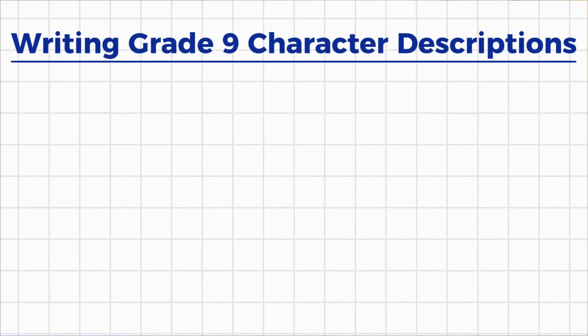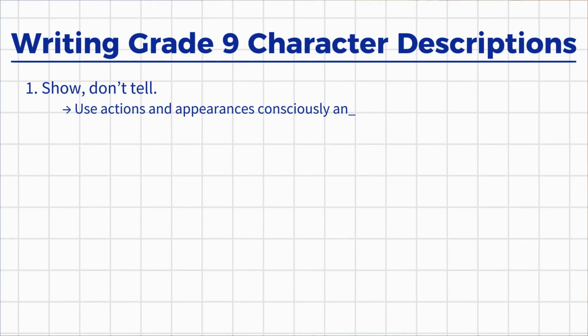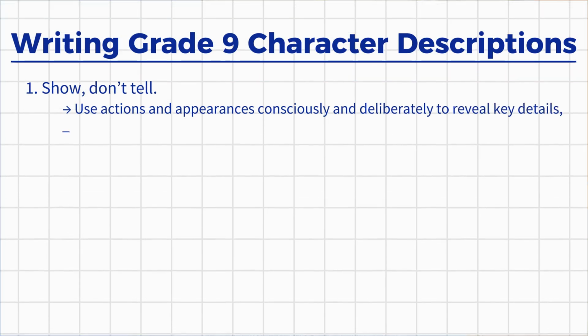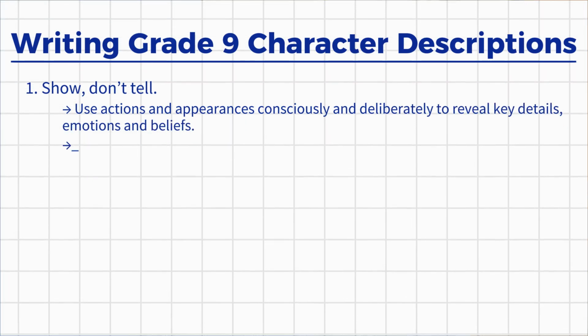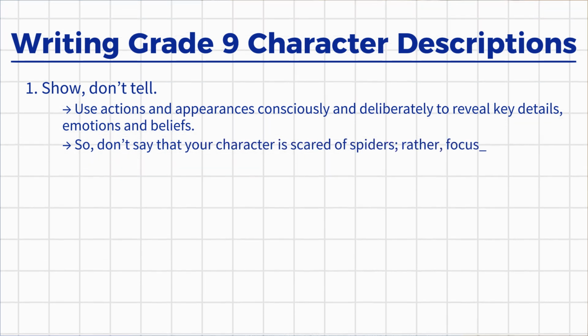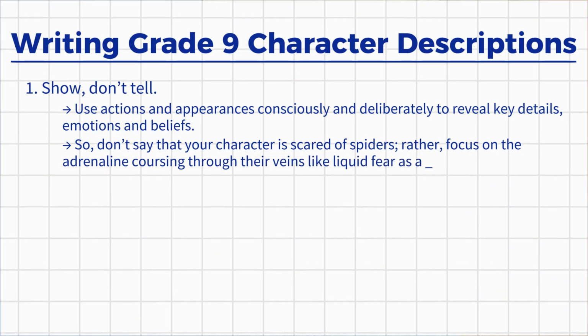So first and most importantly, remember, show, don't tell. Use actions and appearances consciously and deliberately to reveal key details, emotions, and beliefs. So don't say that your character is scared of spiders. Rather, focus on the adrenaline coursing through their veins like liquid fear as a hairy tarantula rears its fangs.